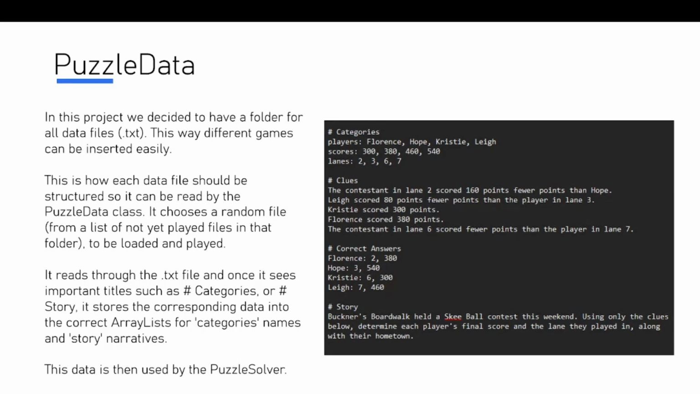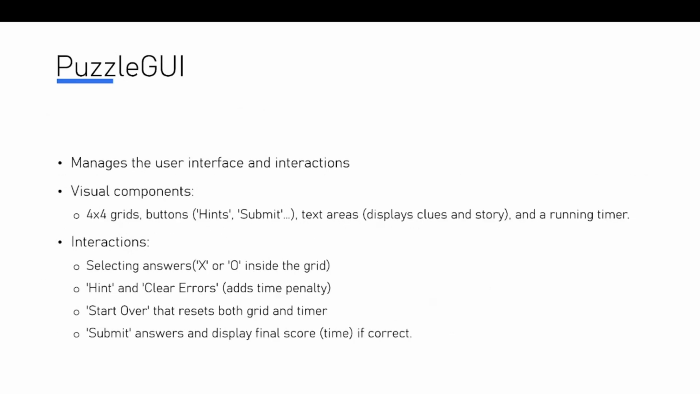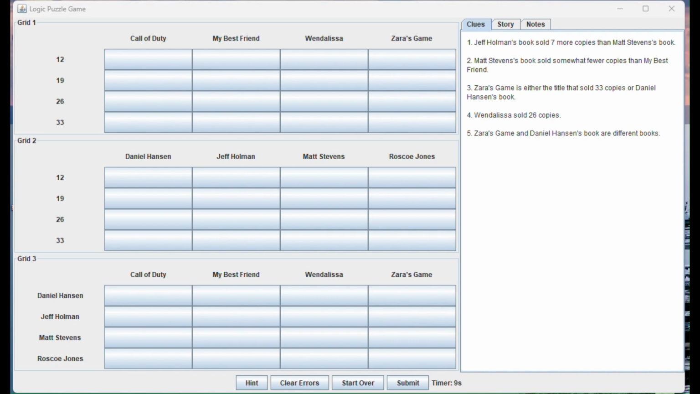That leads us into Puzzle Solver. Puzzle Solver is what actually controls the main logic of the game, deciding what is the correct answer and what is the wrong answer. We connected this class to Puzzle GUI, which is what actually manages the GUI. So it displays the buttons, the grid, all the labels and the hints, and Puzzle Solver and Puzzle GUI are very interconnected. Now, to show you how our game works, I filmed a little demo video.